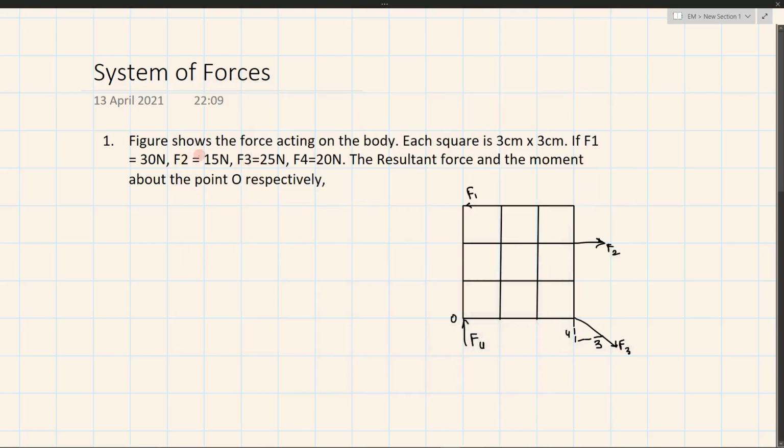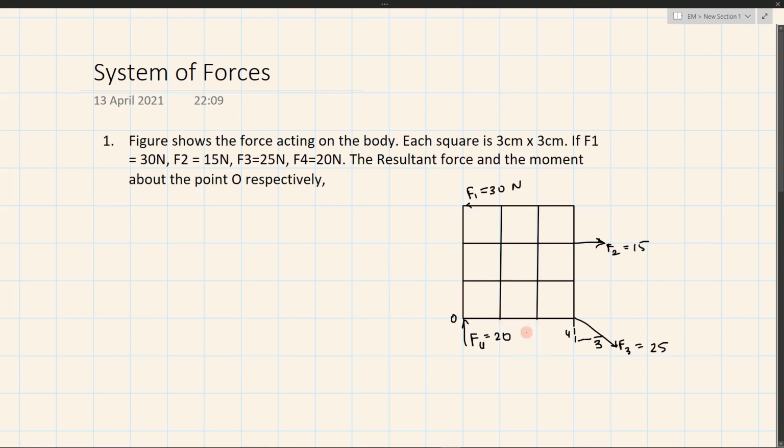Okay, the first question is: the figure shows the forces acting on the body. Each square is 3 by 3 centimeters. If F1 is 30 Newton, F2 is 15 Newton, F3 is 25 Newton, and F4 is 20 Newton, find the resultant force and the moment about point O respectively. So this is what we have to find.